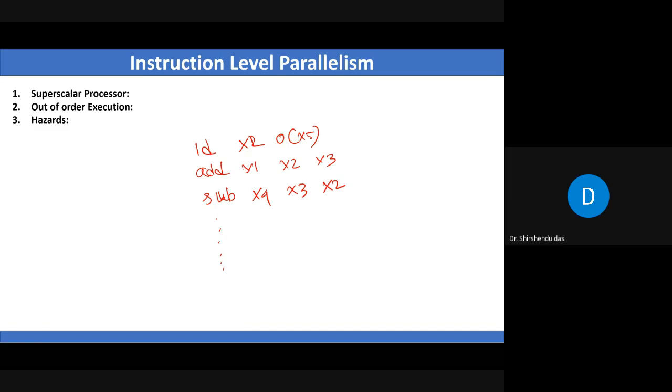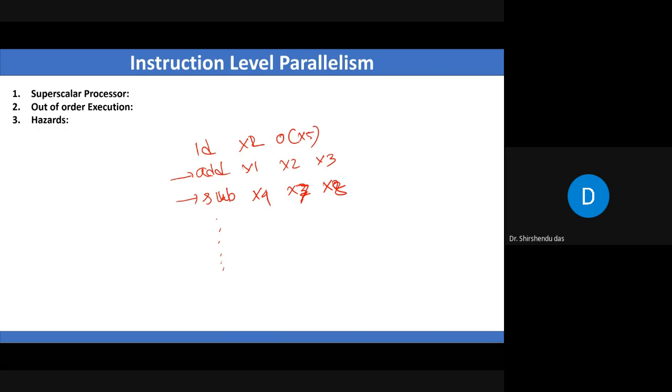Because suppose I allow fetching two instructions at a time, in the same cycle you fetch both add and sub. Assume that there is no dependency. X1, X2, X3 maybe are 4, 7, 8. If I write 4, 7, 8, then there is no data dependency. Then also there will be a problem. There will be some structural hazard, right?